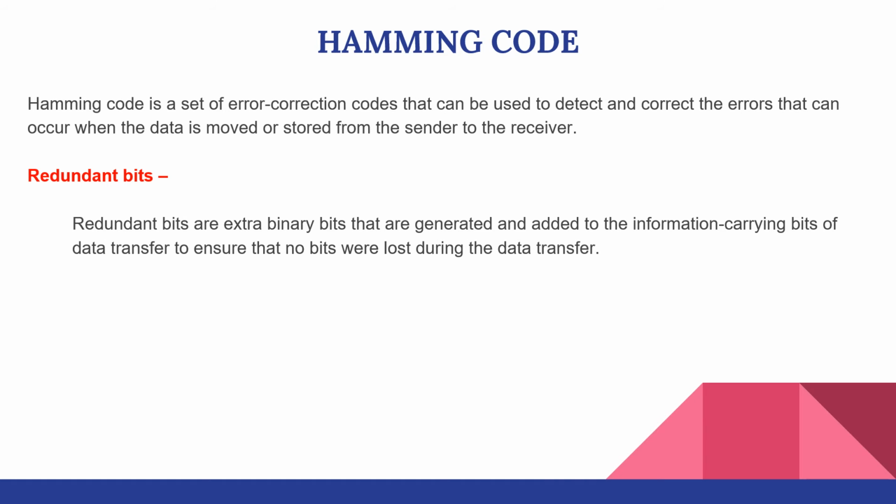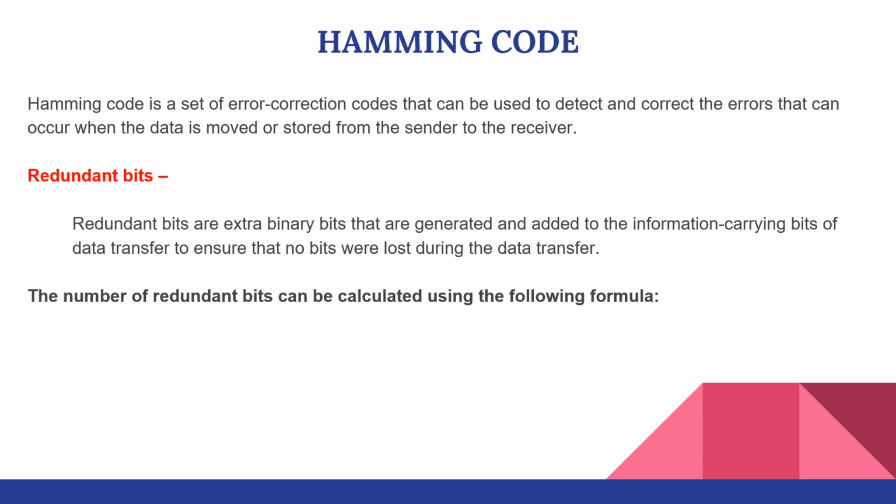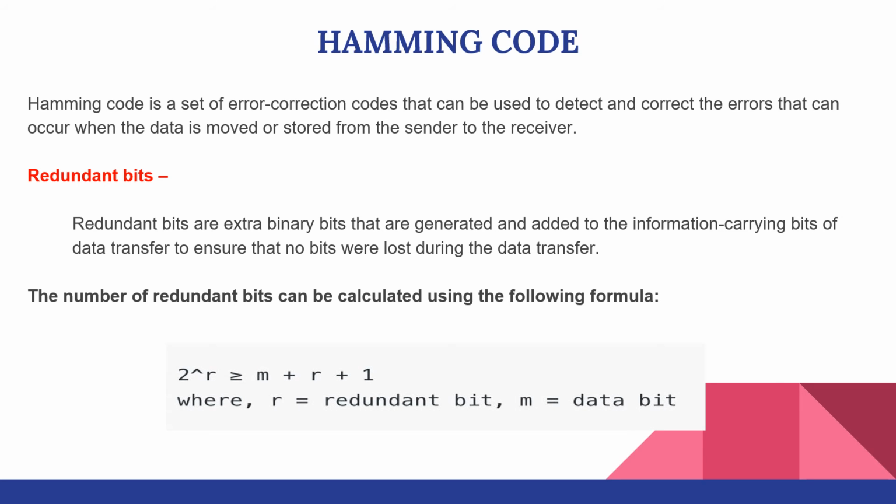The number of redundant bits can be calculated using the following formula, where R is equal to redundant bits and M is equal to data bits. Here 2 to the power R is greater than or equal to M plus R plus 1.